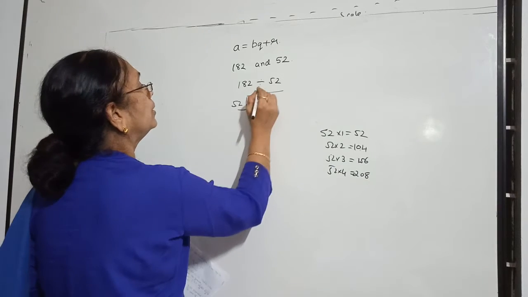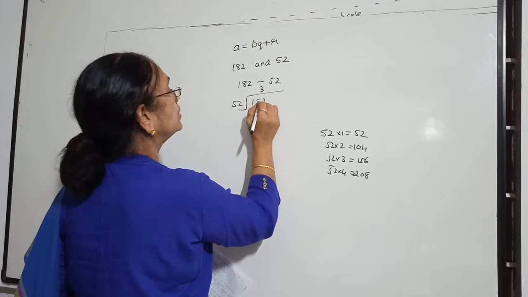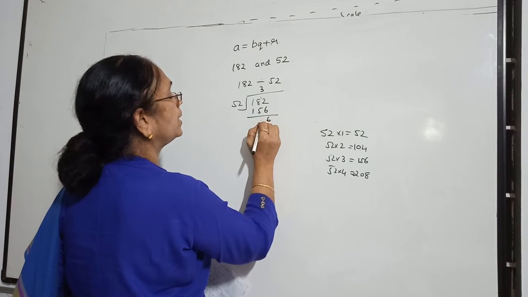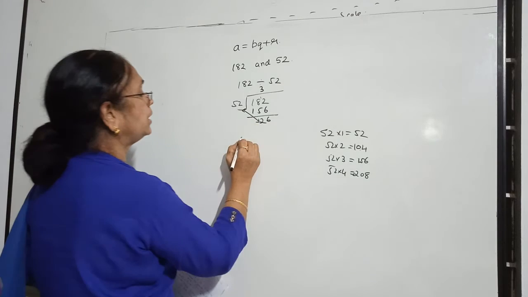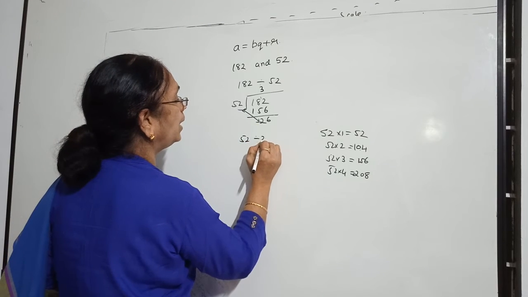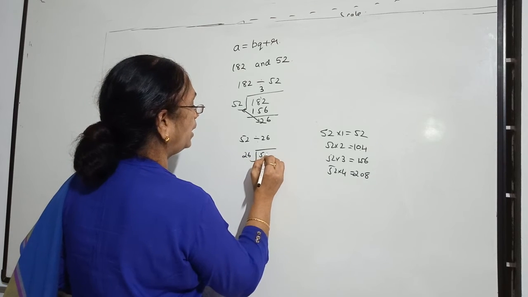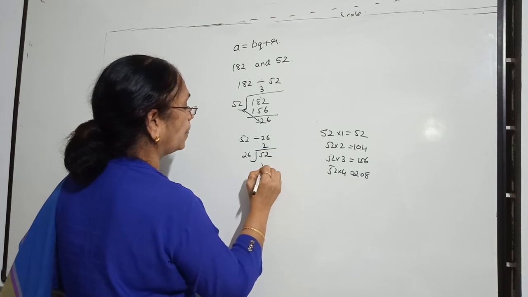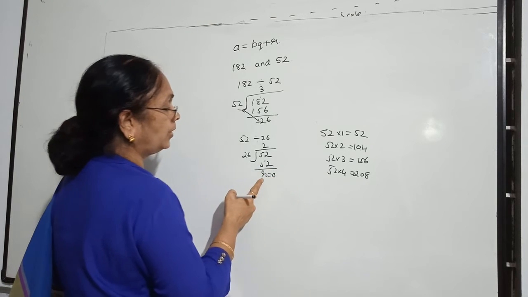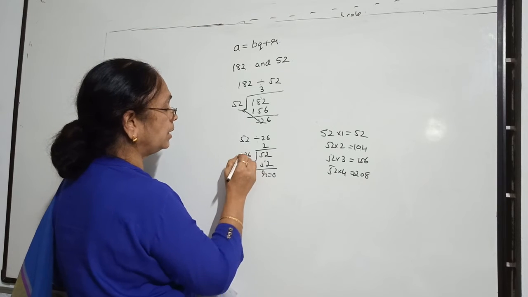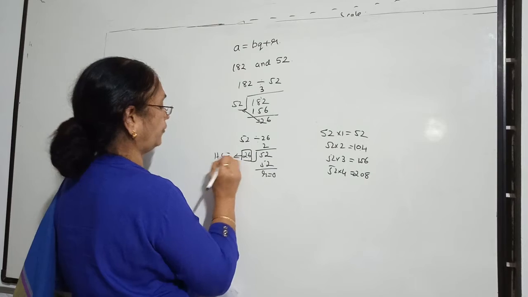So here 52 into 3, it comes to 156. Borrow from here, 6. 7 minus 5, 2. Now you take these two. So that is 52 divided by 26. So this is 26 and 52. 26 twos are 52. The remainder comes 0. So the moment you get the remainder 0, this number you block it and write it as HCF.